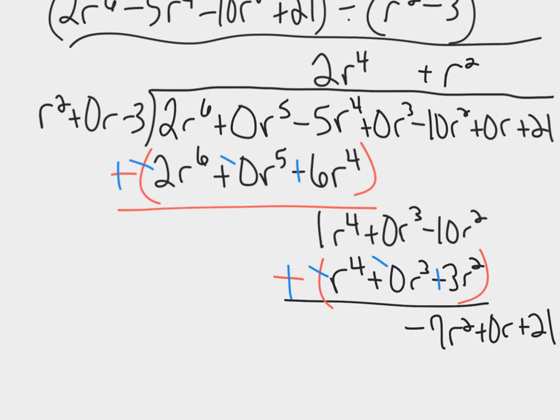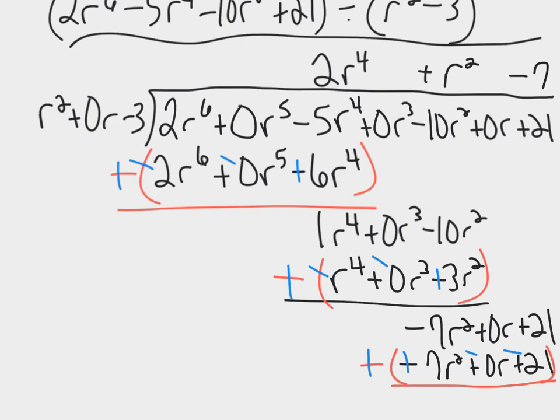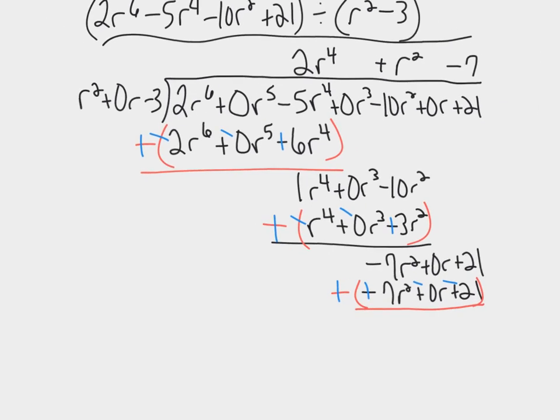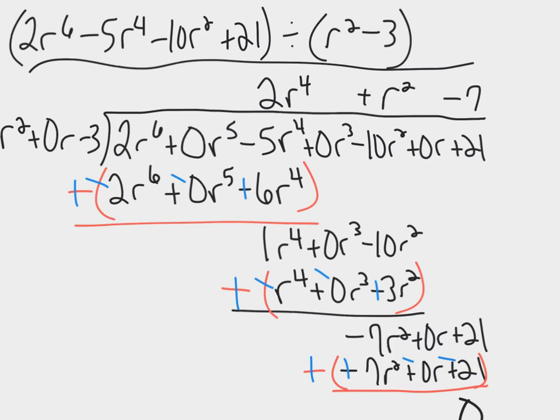So now r squared times something to get negative 7r squared. So that would be negative 7. And so if you distribute, that's negative 7r squared plus 0r plus 21. And we need to remember we are going to be subtracting that. Add the opposites. And it actually perfectly cancels out. So it didn't look like a very nice problem at the beginning, but it actually worked out really well here. So 2r to the 4th plus r squared minus 7 would be our answer for this problem.